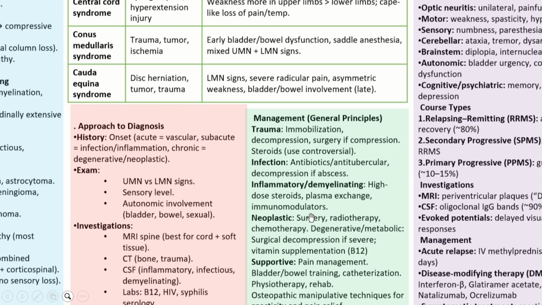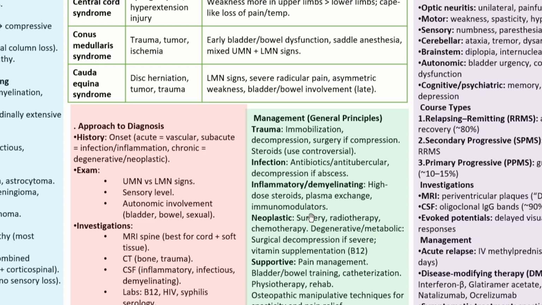So what you're going to do when you're approaching the diagnosis of this disease: we're going to have history. Is the onset acute, subacute, or chronic? If it is acute, it's most likely a vascular problem or traumatic issues. If it's subacute, it's most likely an infection or an inflammation that has been taking place and demyelination has occurred. Then we can have the chronic, which is going to be degenerative or neoplastic.